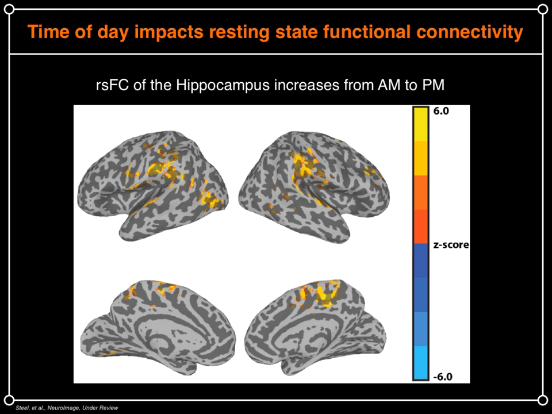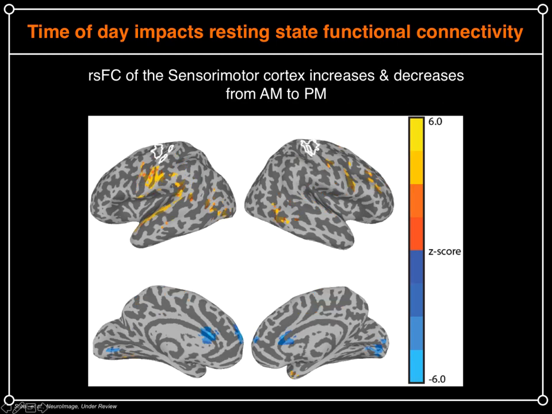Next, we had resting state functional connectivity data, and we looked at changes in functional connectivity from AM to PM. And again, what we found was that without any training, from AM to PM, there's a systematic increase in functional connectivity in these brain regions. If you seed the hippocampus and look at functional connectivity with the rest of the brain, you see these regions showing an increase in functional connectivity from AM to PM. If you take the bilateral sensory motor cortex and look at changes in functional connectivity from AM to PM, you see both increases and decreases, which has very little to do with training. So just time of day seems to have an impact on these maps.